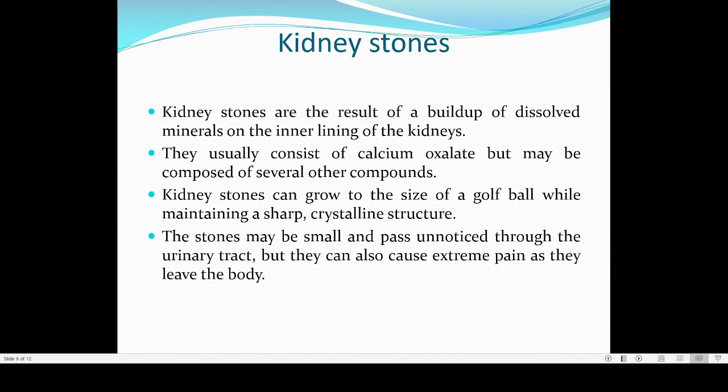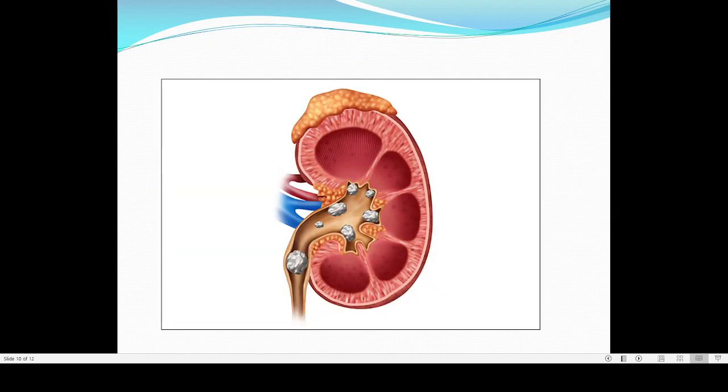Now what is remaining is kidney stones. Kidney stones are the result of buildup of dissolved minerals in the inner lining of the kidney. Here I will show you how kidney stones normally look. Here you can see that there is a type of mineral in the urine, that is calcium oxalate. Sometimes this calcium oxalate will stick together or aggregate together, forming this kind of rock particles. Yes, it looks almost like a rock.